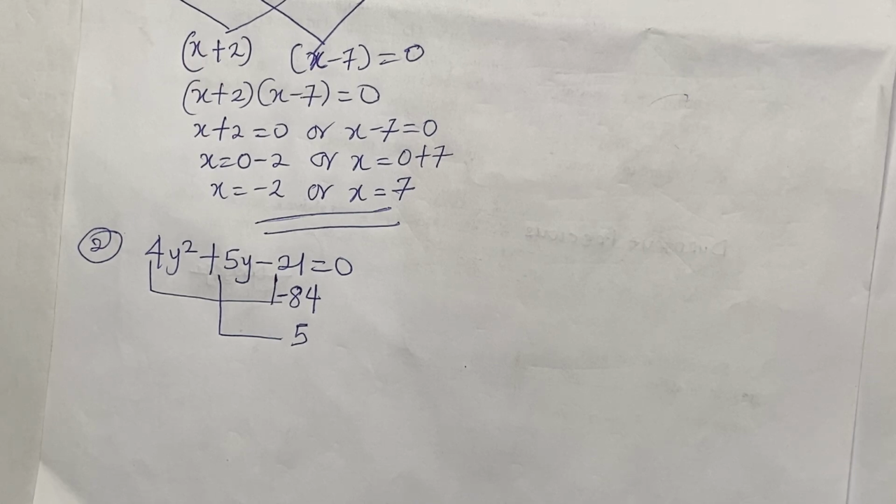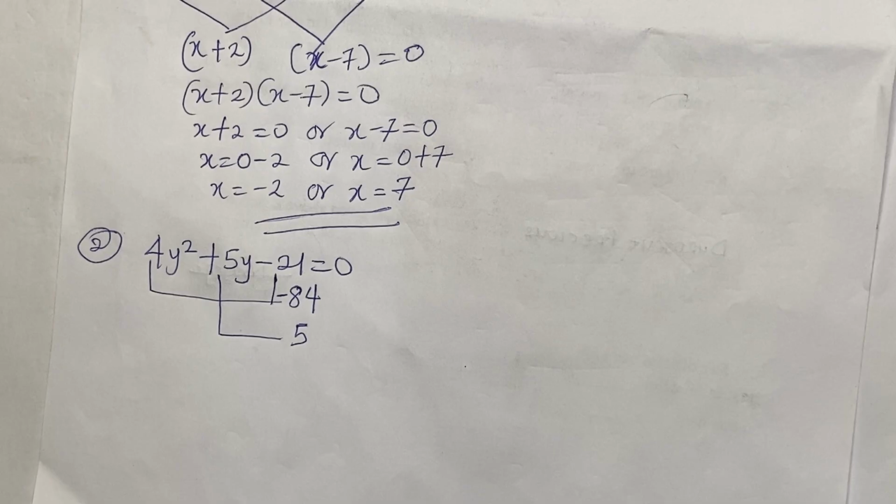So now you think of numbers that when you multiply together, you will get minus 84, and then when you add them together, you will get 5. Now you may be thinking, is it always 5? No, it's not always 5. This is just a coincidence. Do you get what I'm saying now? So what are the numbers that I will multiply together that will give me 84?